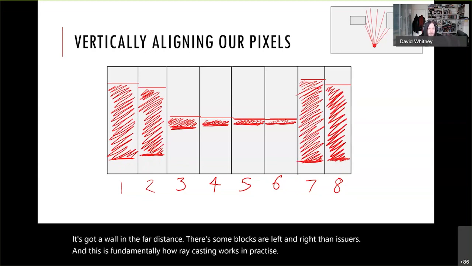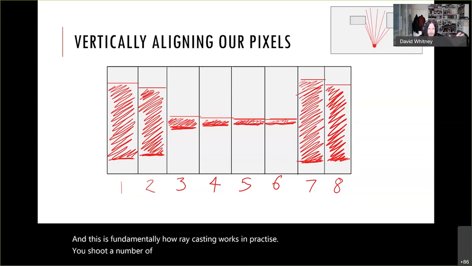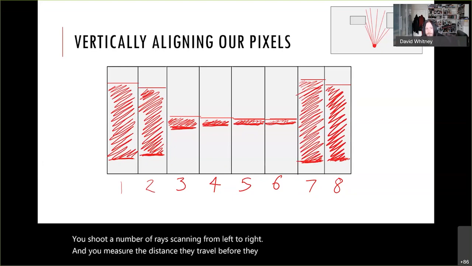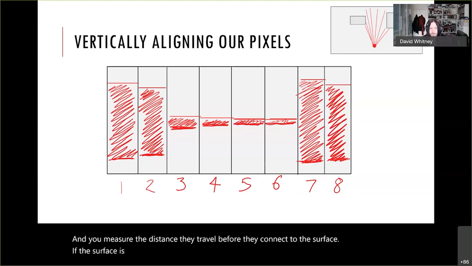You shoot a number of rays, scanning from left to right, and you measure the distance they travel before they connect with a surface. If the surface is solid, the ray stops, and if the surface isn't, it can continue to travel and connect with other surfaces.